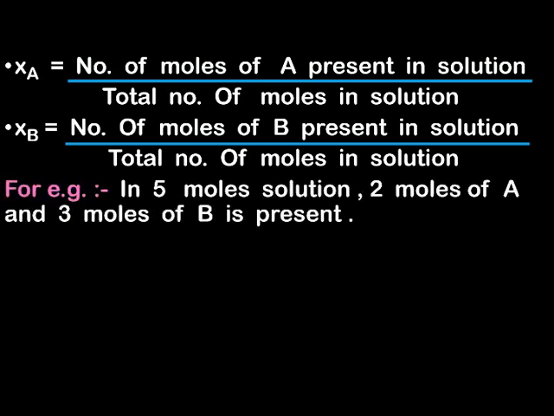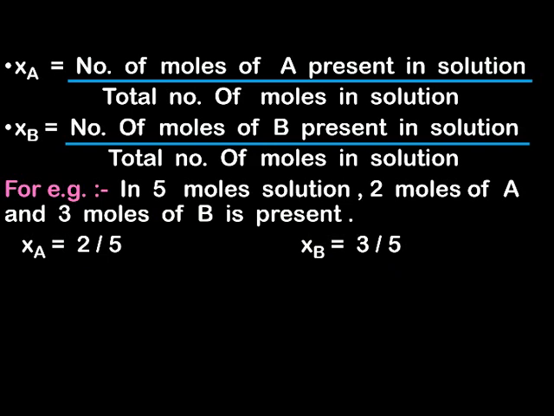Let's understand this mole fraction in a better way. Okay, so for that let's consider an example over here. The example says that in 5 moles of solution, which means that the total number of moles of solution is equal to 5, 2 moles are A and 3 moles are B. So guys, can I say that the value of XA will be nothing but 2 by 5? Why? Because there are 2 moles of A present out of the 5 moles, and XB is nothing but 3 moles of B present out of 5 moles. So this is as simple as it is. Okay, so I hope you have understood what mole fraction is as well.